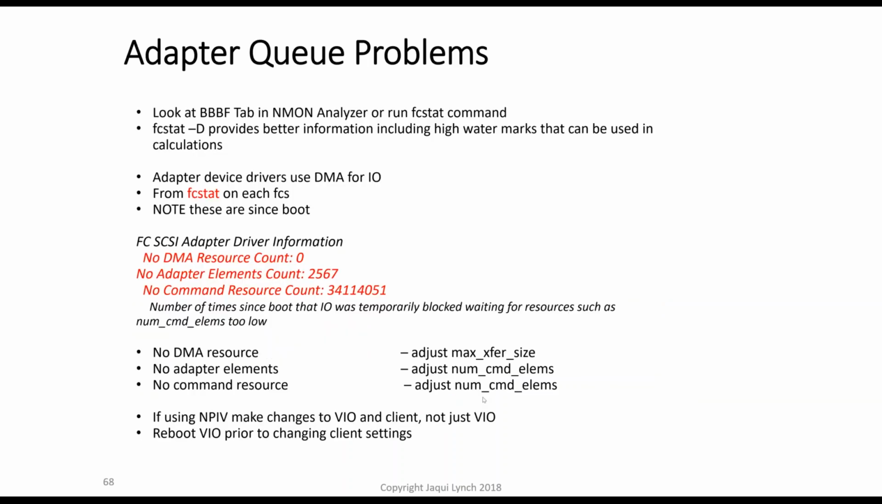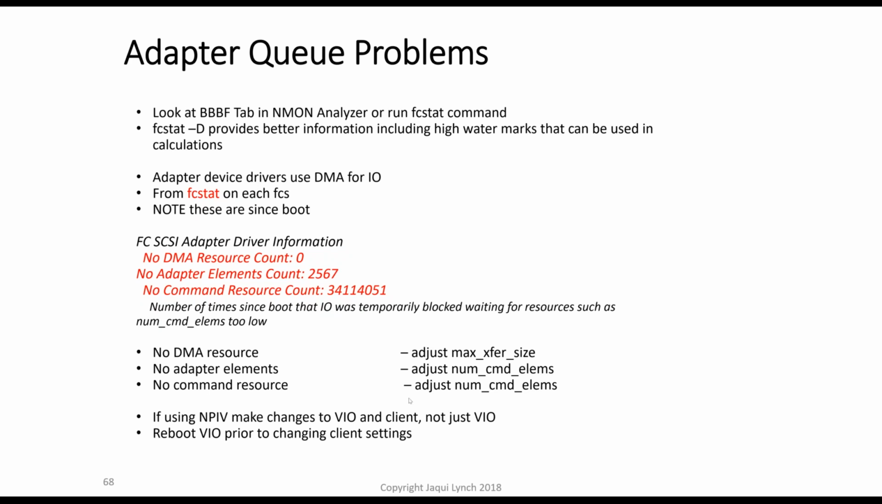Now for the adapter queues, that's a whole other area. If you run an fcstat command, there are three things you're going to be looking at: no DMA resource count, no adapter elements count, and no command resource count. The DMA is the direct memory access that's used for IO. If you see numbers in there, that's when you would adjust the max transfer size.